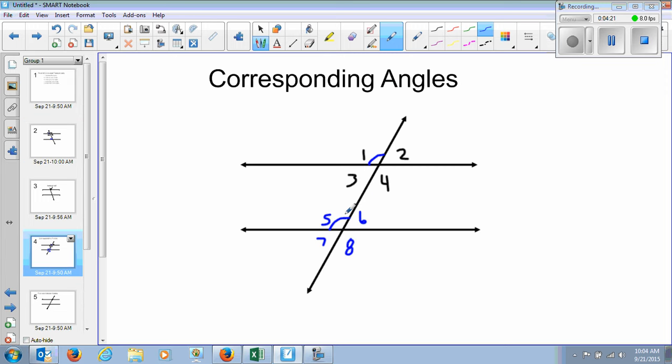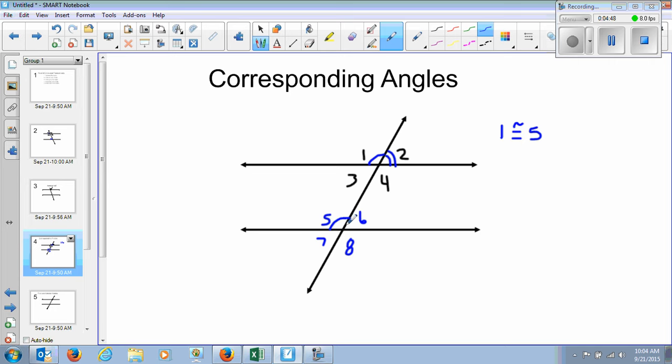Now we go back to this diagram. We actually have 4 sets of corresponding angles that are going to be congruent to one another. So we already said angle 1 and angle 5 are congruent to each other because they're corresponding. And if we look here, angle 2, now angle 1 and angle 2 are not the same, but angle 2 is also going to correspond to an angle down here.